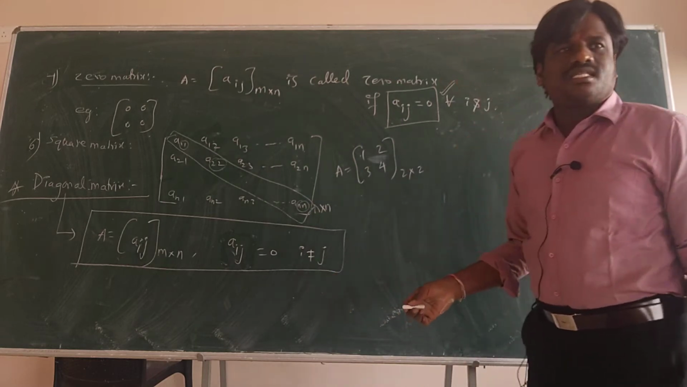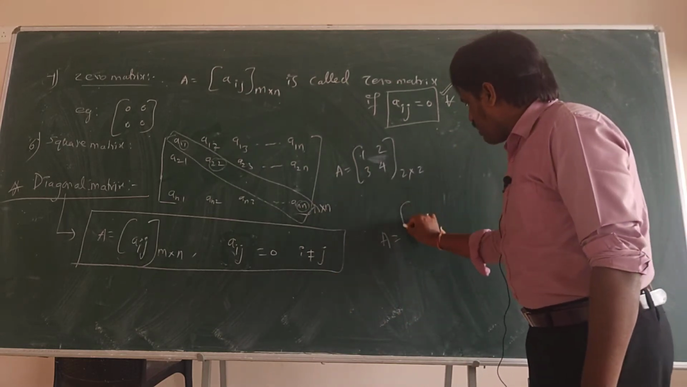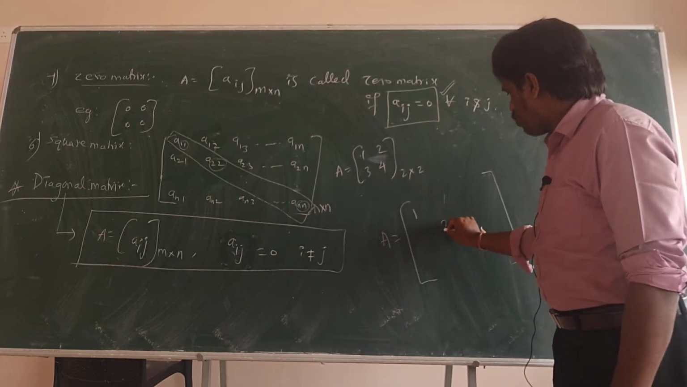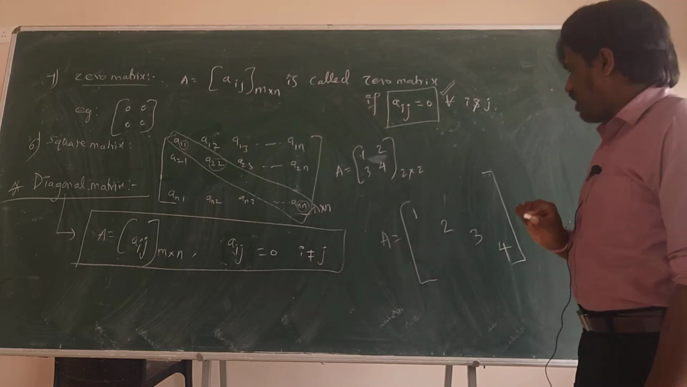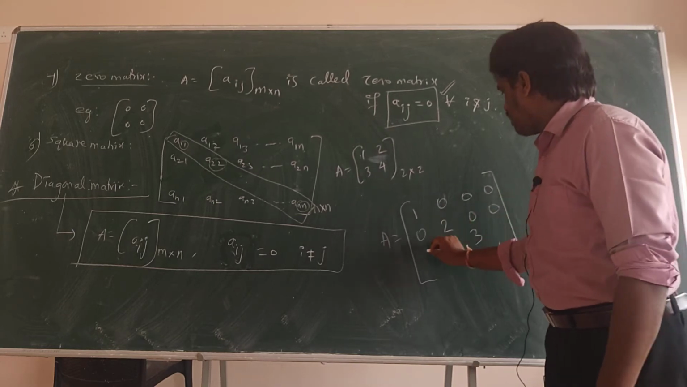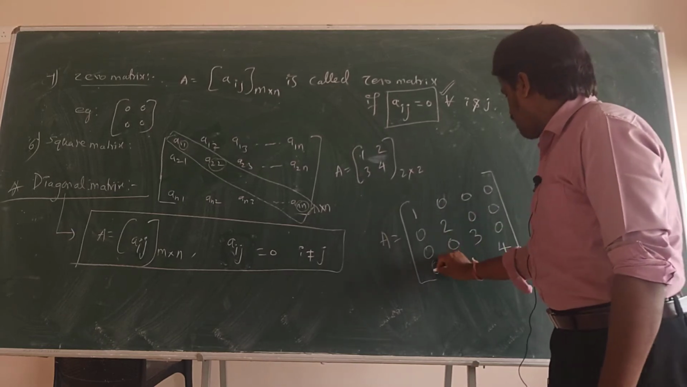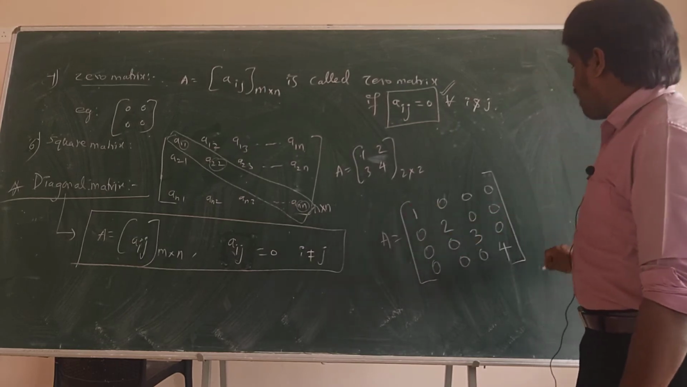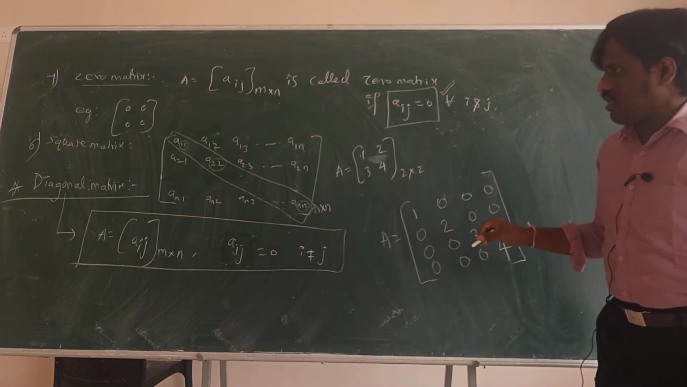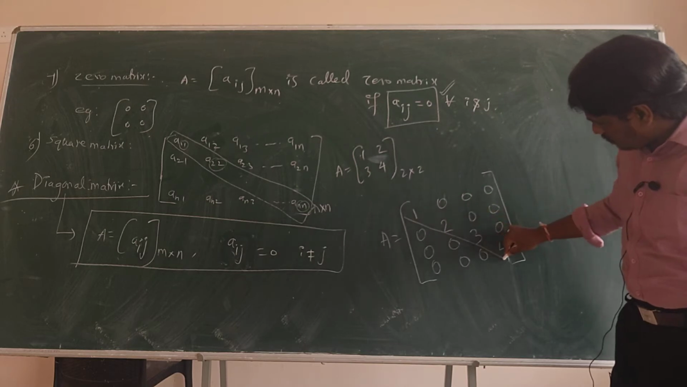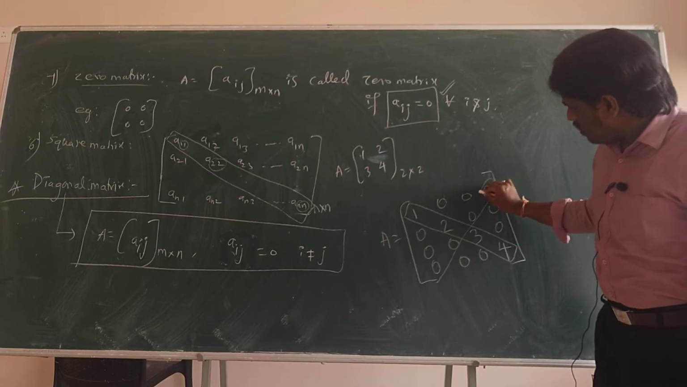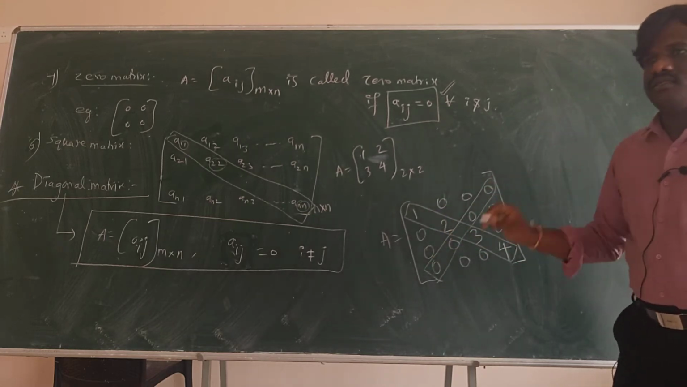In a diagonal matrix, any matrix whose diagonal elements are like here 1, 2, 3, 4, suppose you have like that, the rest of the elements are all zeros, but the diagonal elements are not zero. This is called the principal diagonal. There are two types of diagonals in this matrix. This is a diagonal, and you can see this is also a diagonal, but this one is called the principal diagonal.